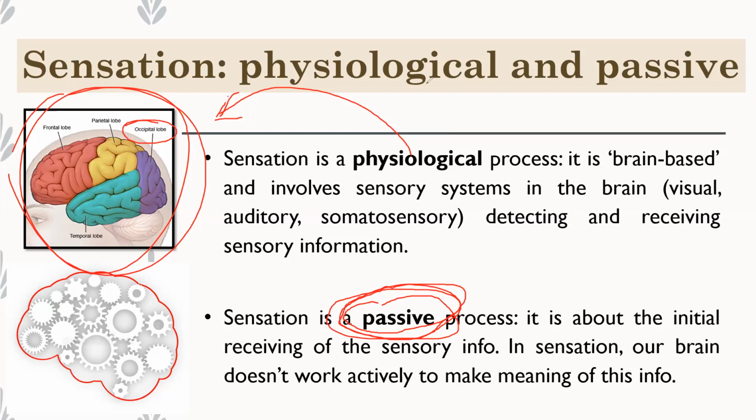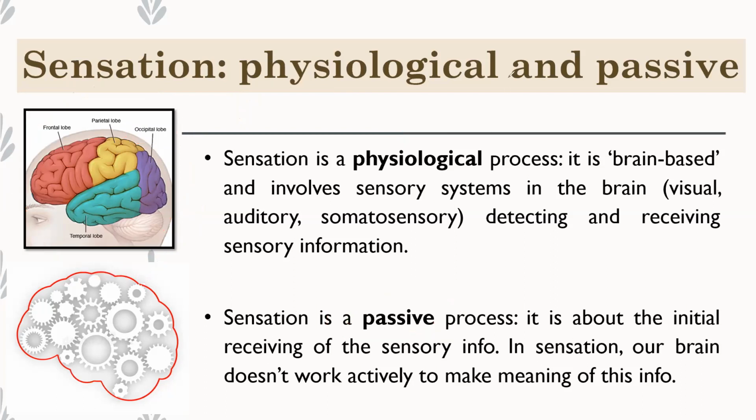So just remember, if we ever give you a question like, explain how sensation is a physiological process, all you have to really say is that sensation is a physiological process because it involves the brain and it involves the receiving of that raw data being sent to the relevant part of the brain where it's going to be processed. And you can say sensation is a passive process because it's simply the initial receiving of that sensory data in raw form. It hasn't yet been processed. It's still in its original form, okay? And it's not yet been made sense of.